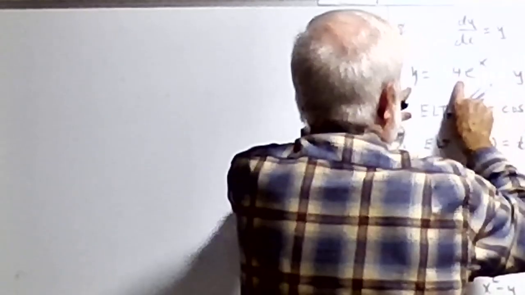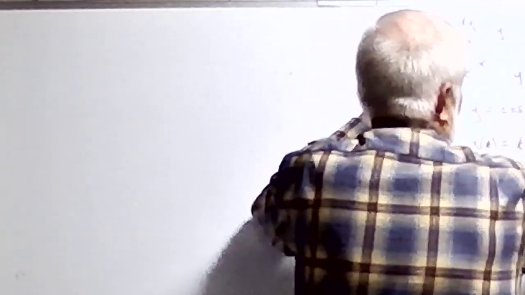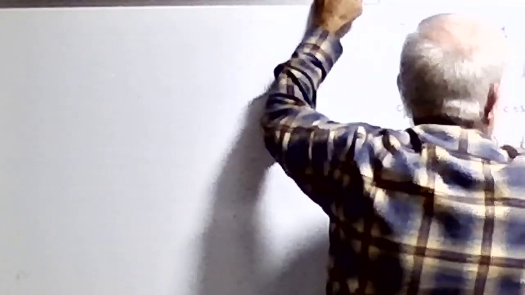Okay, so what's e to the 0, 1? 1 times 4 satisfies that. And this derivative is equal to y. All right, so let's get rid of that.